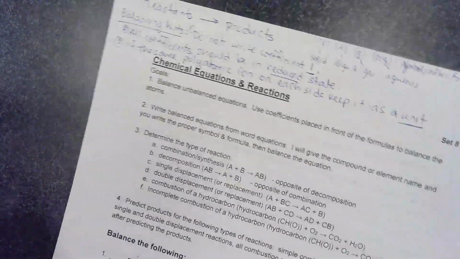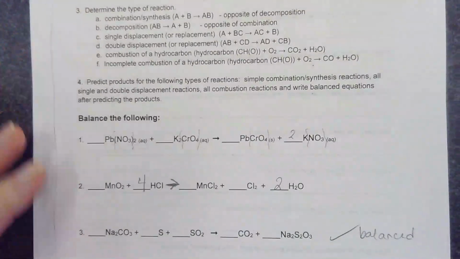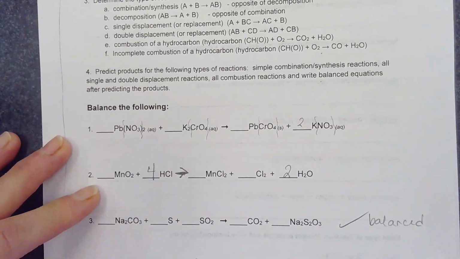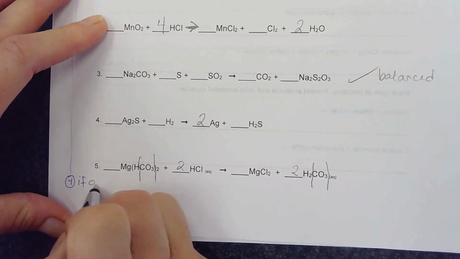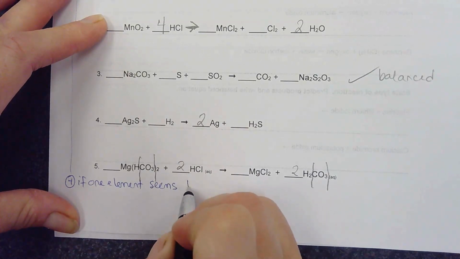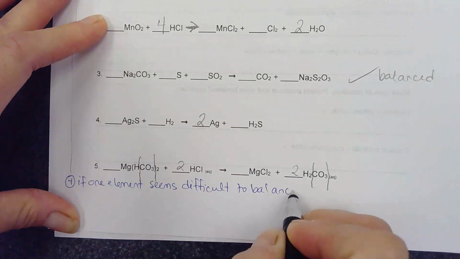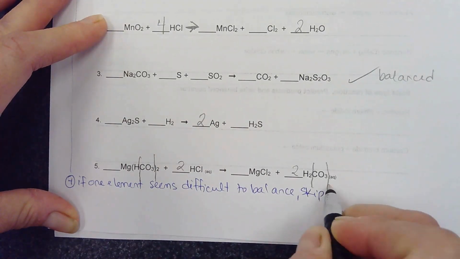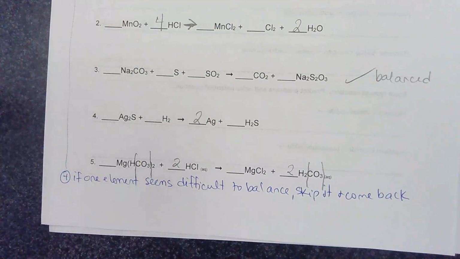So let's write some more hints down up here. I'll come down here with my hints now. Number 4, 4th hint. If one element seems difficult to balance, skip it and come back. You do not have to do these in order.